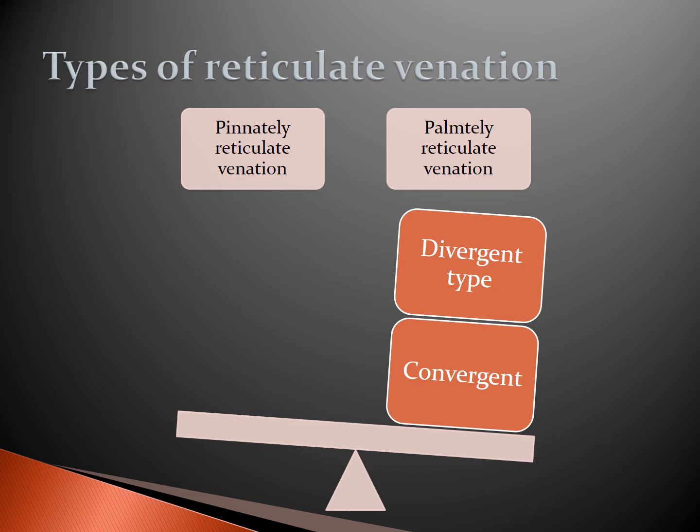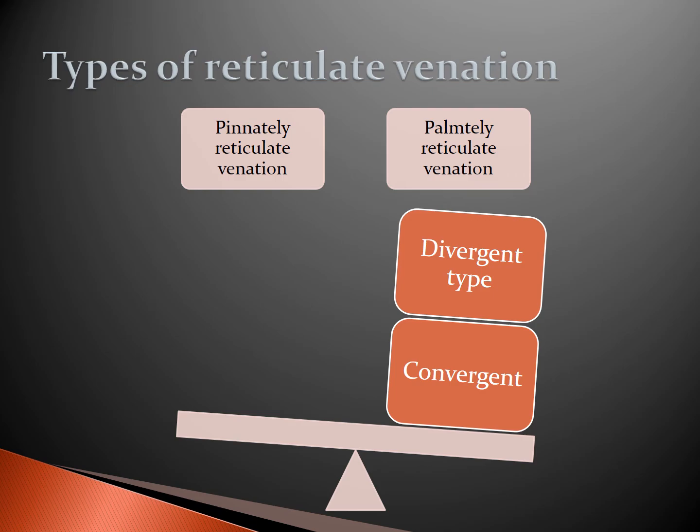Then palmately reticulate venation. In this type of venation, there are two or more principal veins arising from a single point and they proceed outwards or upwards. There are two types. One is a divergent type and another one is a convergent type. When all principal veins originate from the base and diverge from one another towards the margin of the leaf, as in Carica papaya, that is an example of the divergent type. The second one, Ziziphus, is an example for the convergent type.